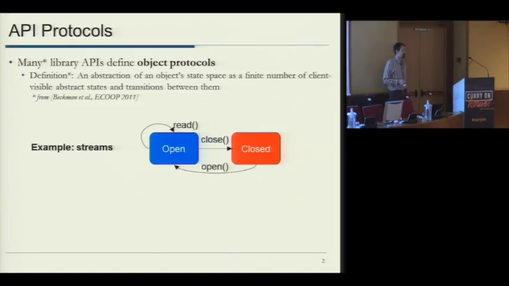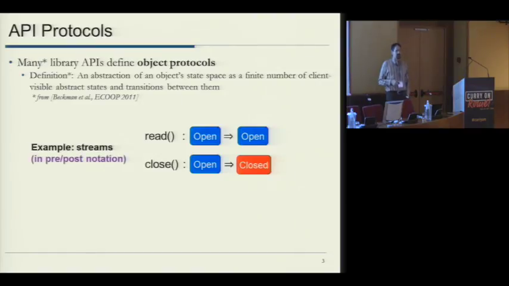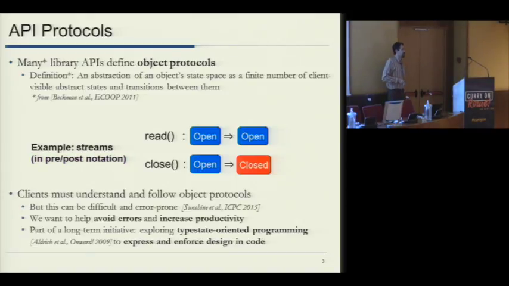And we can look at it as a state diagram, or we can also look at it as pre and post conditions for the various methods. So read has open as the precondition, leaves the object in the open state, whereas close will transition the state of the object. Now, as I said, clients have to understand and follow these object protocols. But unfortunately, we've seen that, especially in examples that are more complex than streams, developers can have quite a bit of problems following these correctly.